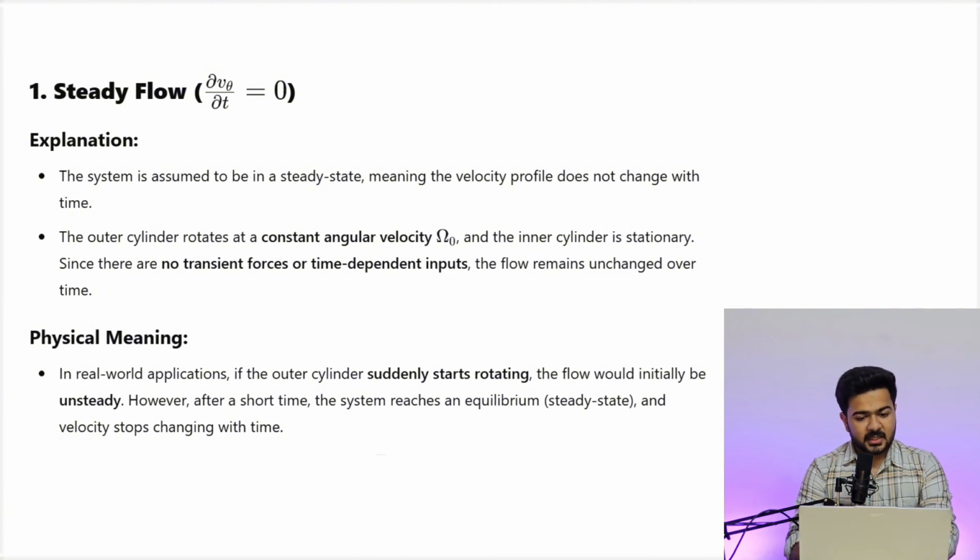In real world application, if the outer cylinder suddenly starts rotating, the flow would initially be unsteady. However, after a short time, the system reaches an equilibrium steady state and velocity stops changing with time. So we are assuming that the system has already reached its steady state. So we have started the problem when it has already reached the steady state.